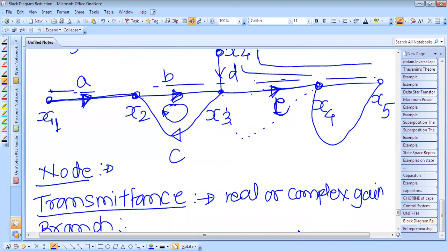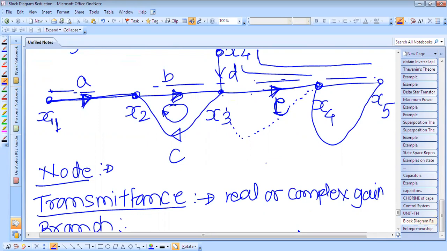So the mixed node, which has both the incoming and outgoing branch, may be treated as an output node by adding an outgoing branch of unity transmittance like this. For a given system, the signal flow graph is not unique. Many different signal flow graphs can be drawn for a given system by writing the system equations differently.